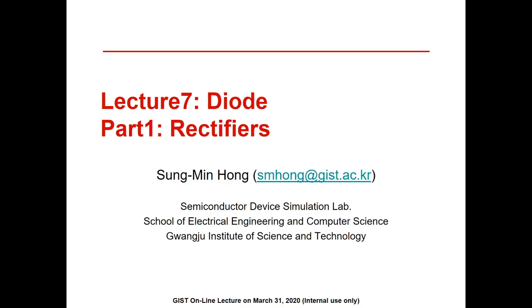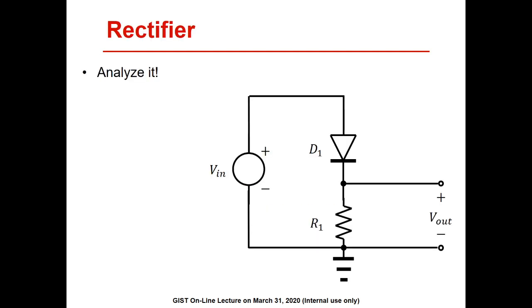Hi everyone. In the first part of lecture 7, rectifiers are studied. This figure shows a rectifier. We have already analyzed it. With the constant voltage model, let's analyze it again.